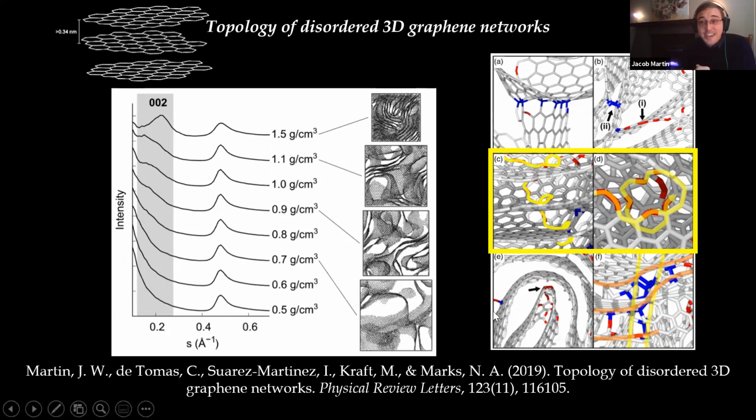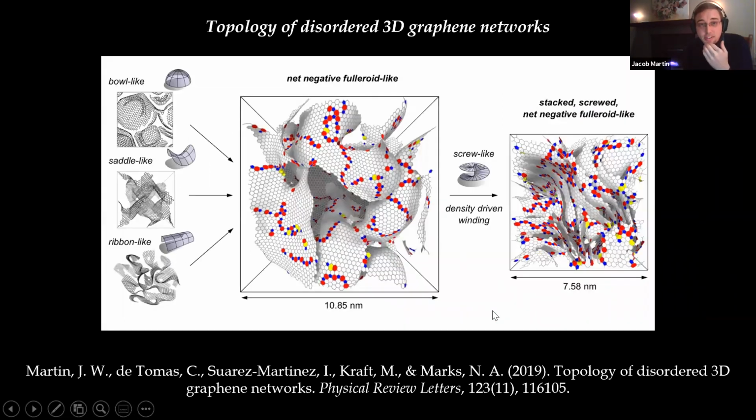So in summary of this, we can say that there's an excess of saddle-shaped curvature, and as the density increases, the layers just have to stack because there's nowhere else for them to go, and this stacking is allowed for by these screw dislocations.